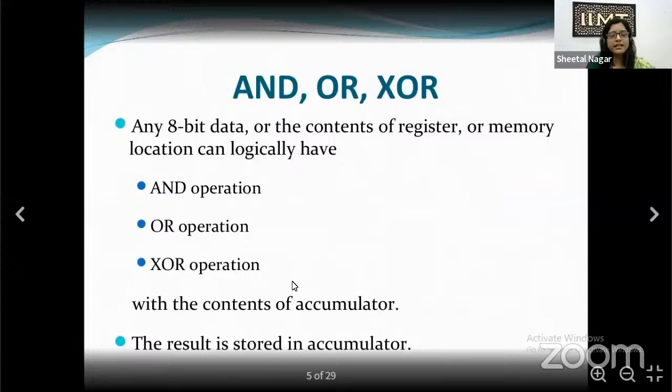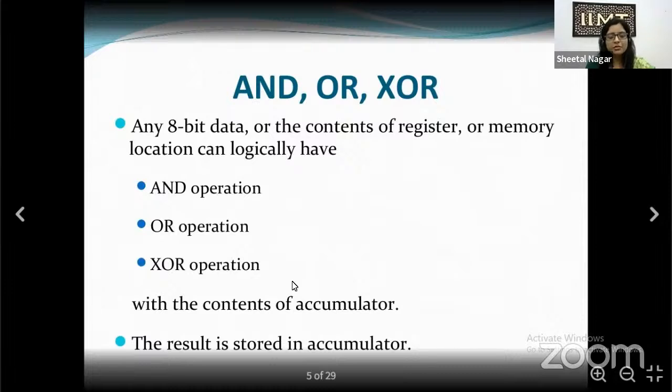First one is AND, OR, XOR. These instructions depend on which register we are communicating with. Any 8-bit data or the content of a register or memory location can logically have AND operation, OR operation, XOR operation with the contents of accumulator, and the result of the operation will be stored in the accumulator only.